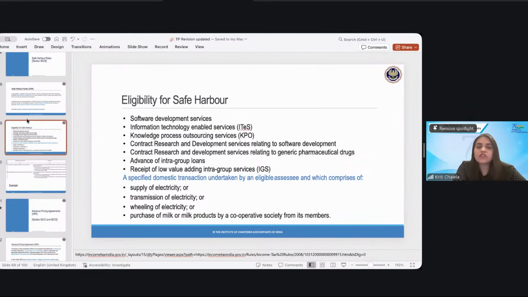Then even a specified domestic transaction which is undertaken by an eligible assessee, and which comprises of, let's say, supply of electricity, transmission of electricity, wheeling of electricity, or purchase of milk or milk products by a cooperative society from its members. So this is the eligibility for safe harbor.